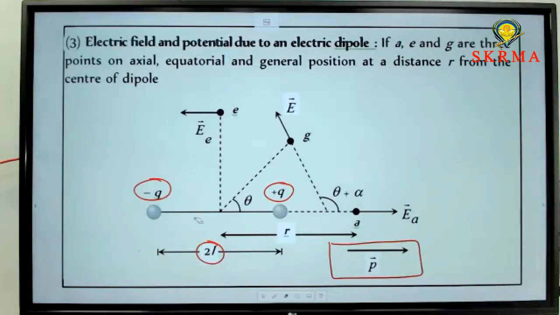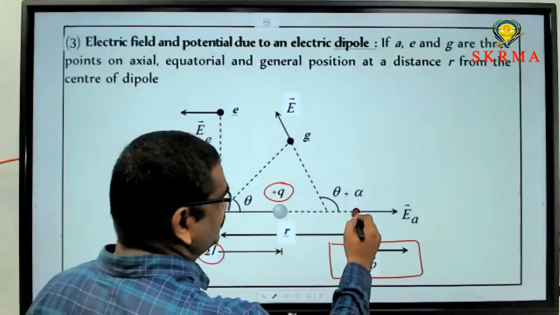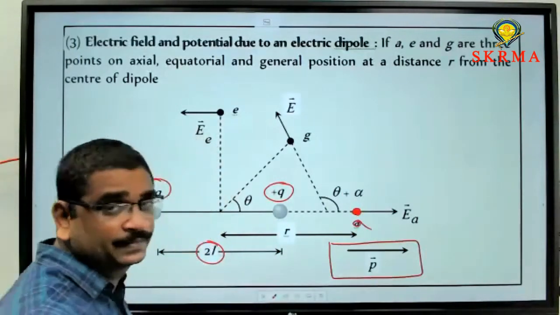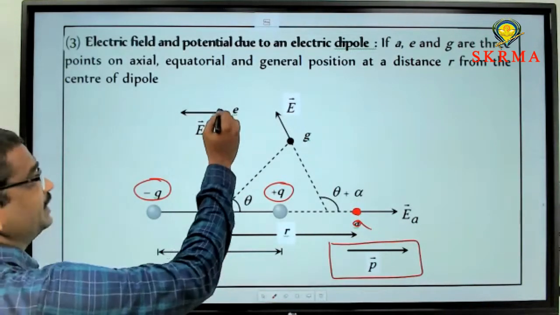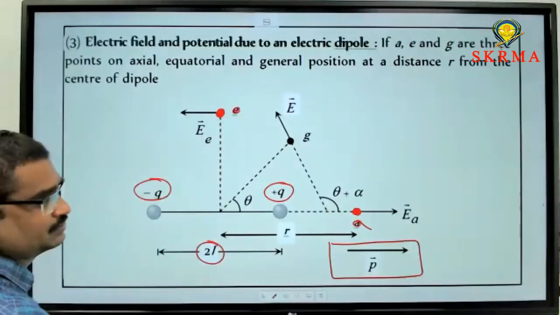Now, next one, we need to calculate electric field and potential on the axial line. That means at point A. This is represented with A. Next, we need to calculate field and potential at point E on a perpendicular bisector.